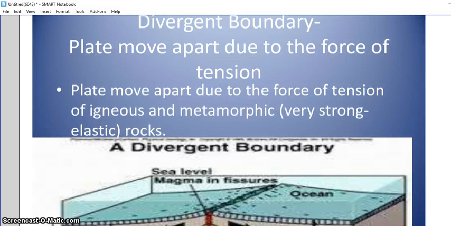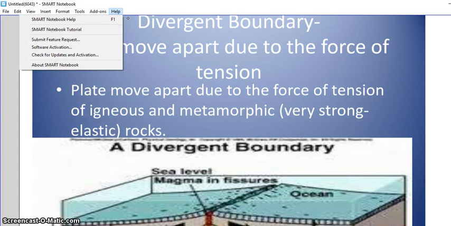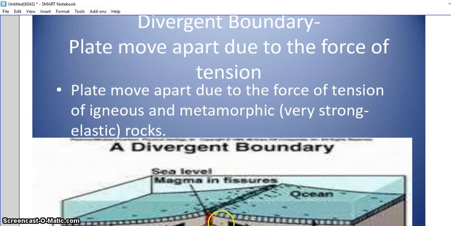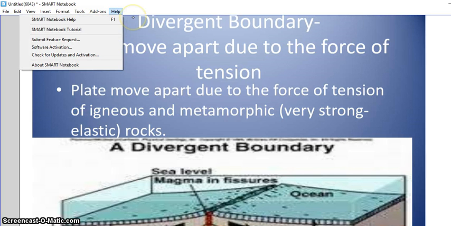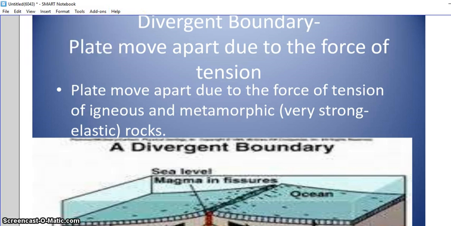So the divergent boundary is the first type of boundary of the 5 that we're going to talk about. So a divergent boundary is where divergent means spread apart or move apart. And so the divergent boundary is when a plate moves apart due to the force of tension.